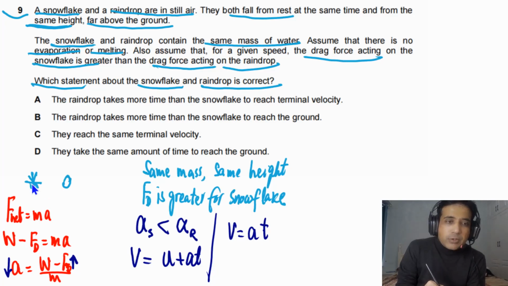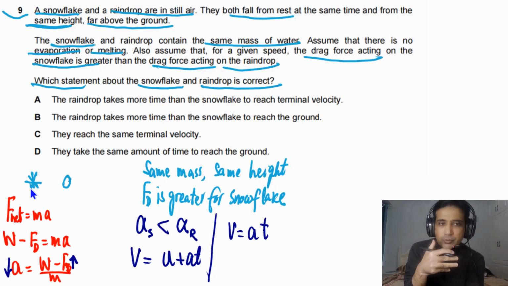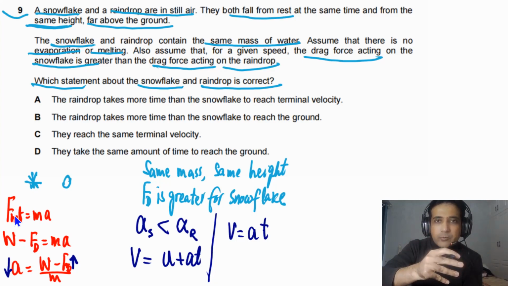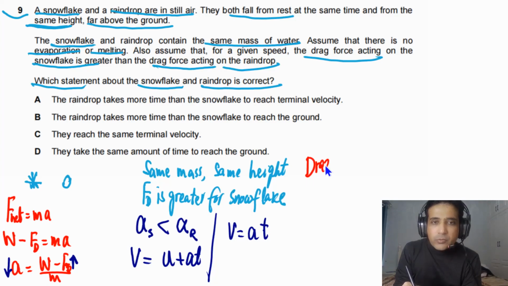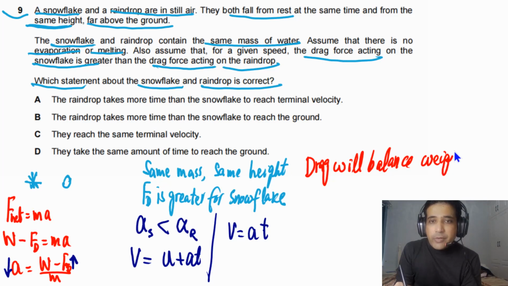Snowflake, as the drag force is greater, will take shorter time to reach terminal velocity, because the drag force will balance the weight quickly. So we can write down: drag will balance weight quickly, because the value of the drag for snowflake is greater. So it means in case of snowflake, time taken to reach terminal velocity will be shorter.